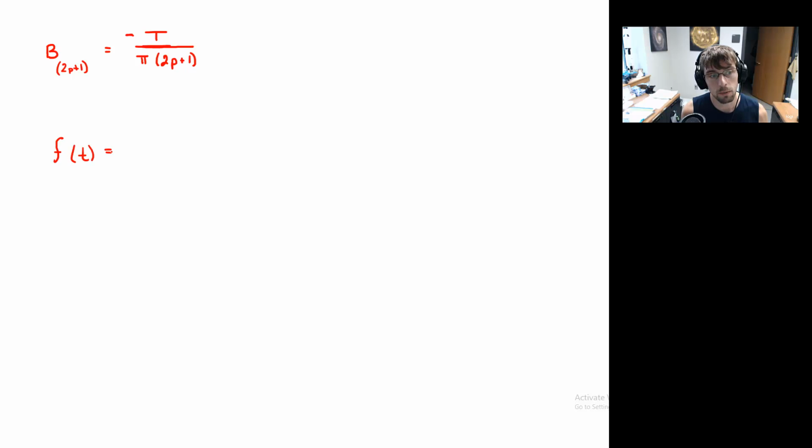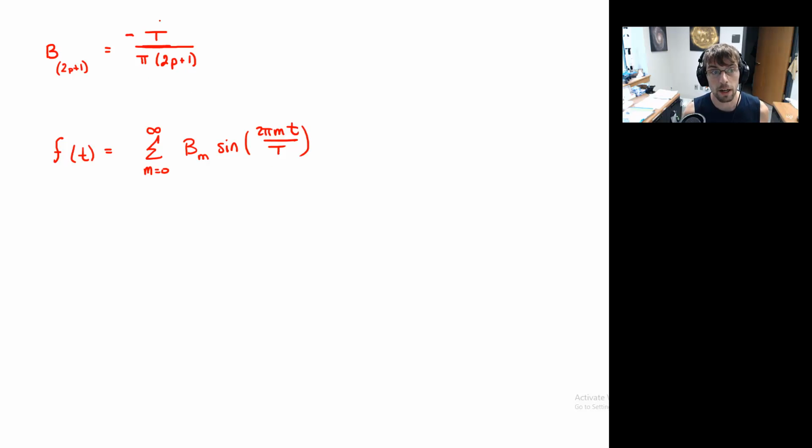f of t equals, we had the summation of a_n cosine of 2 pi n t over T, but we determined that a_n is 0 for any value of n. So I don't have to worry about that piece at all. I can get rid of it. That's gone. And for the sine components, we wrote the sum from m equals 0 to infinity of b_m sine of 2 pi m t over T.